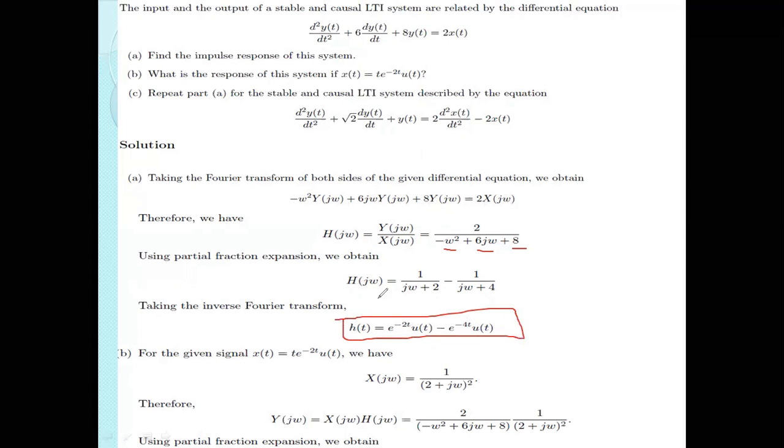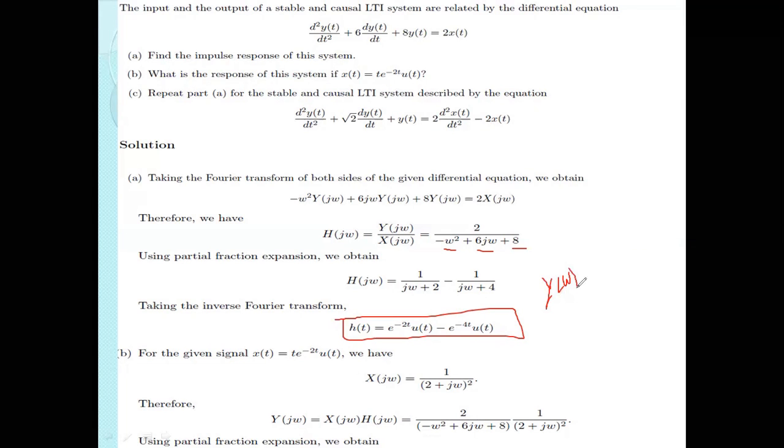Impulse response. In this, the x of t is given as t into e power minus t mu of t. Substitute here. X of omega is equal to 1 by 2 plus j omega whole square. Find the response of this system: y of omega is equal to x of j omega times h of j omega. X is 1 by 2 plus j omega whole square, and h is 2 by minus omega square plus 6 j omega plus 8.